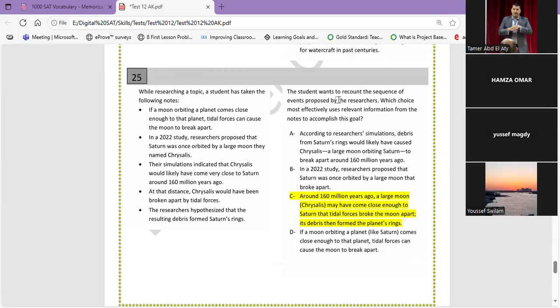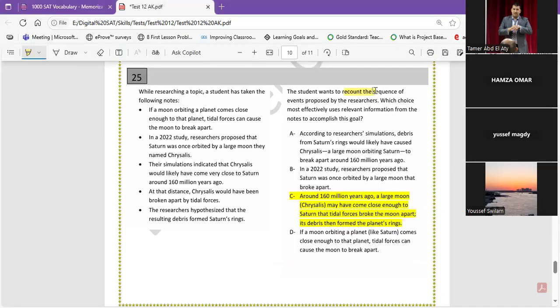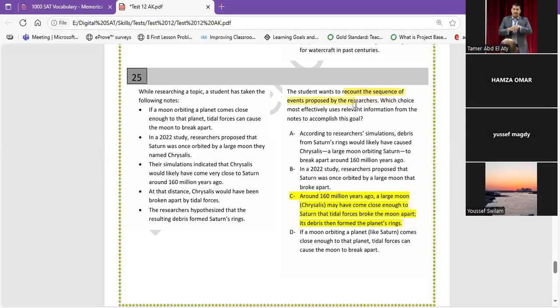What does he want? He wants to recount the sequence of events proposed by the researchers. Okay. According to researchers' simulations, debris from Saturn's rings would likely have caused Chrysalis, a large moon orbiting Saturn, to break apart around 160 million years ago. He said the sequence of events. Do we have a sequence here, an order? According, no, there is no order.